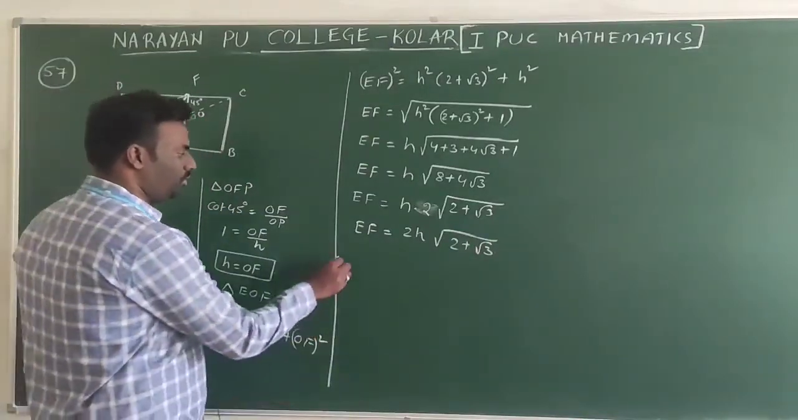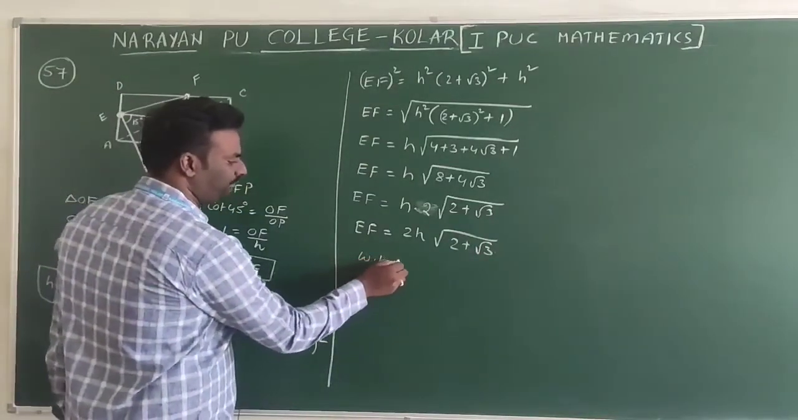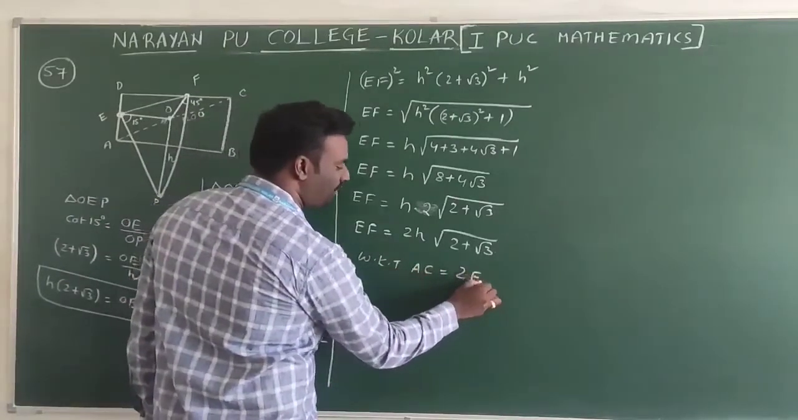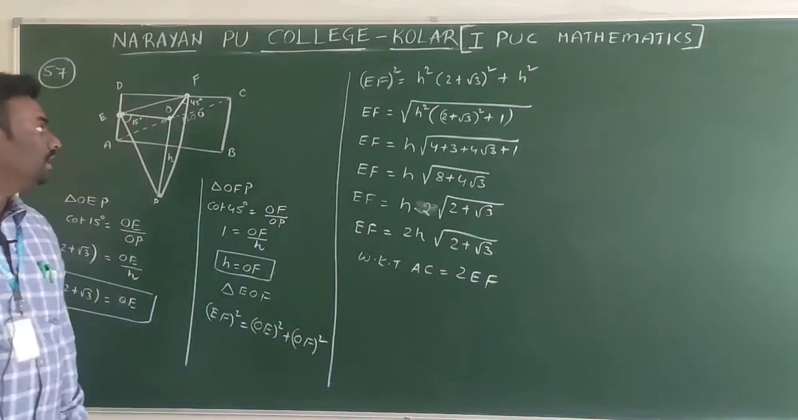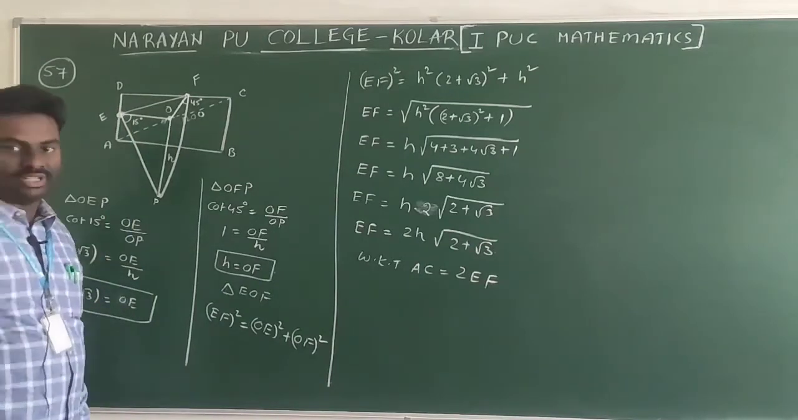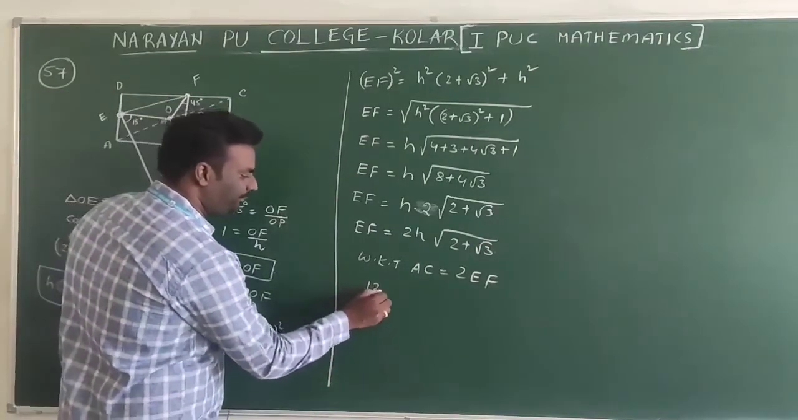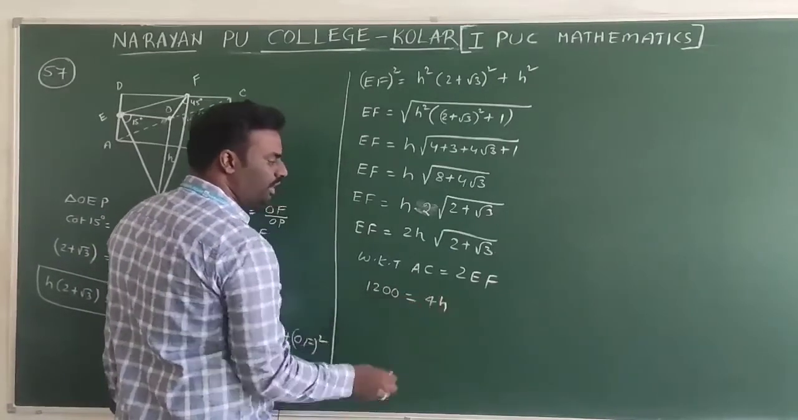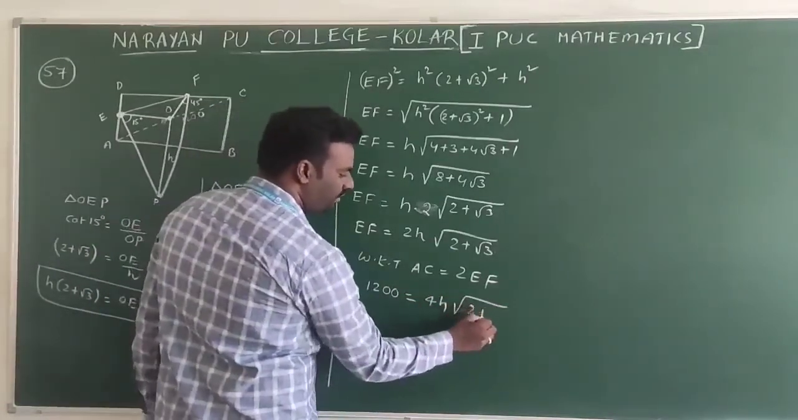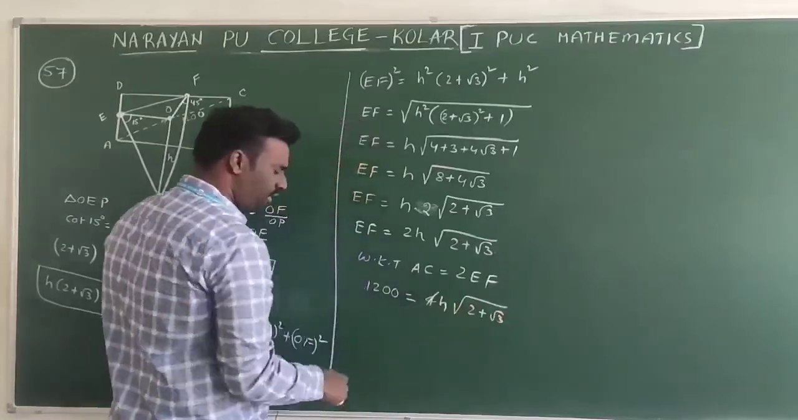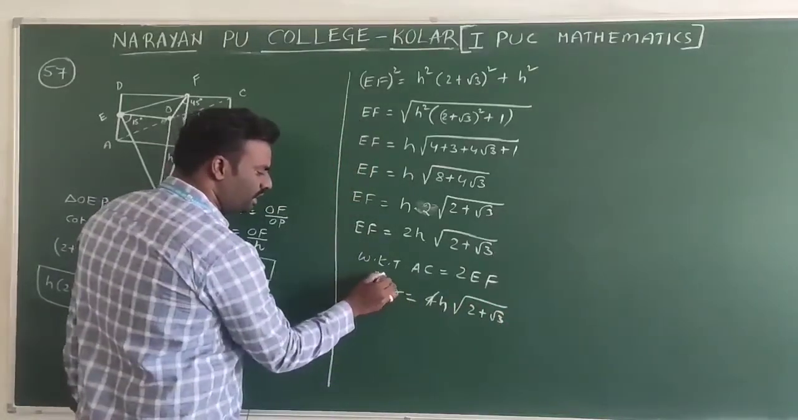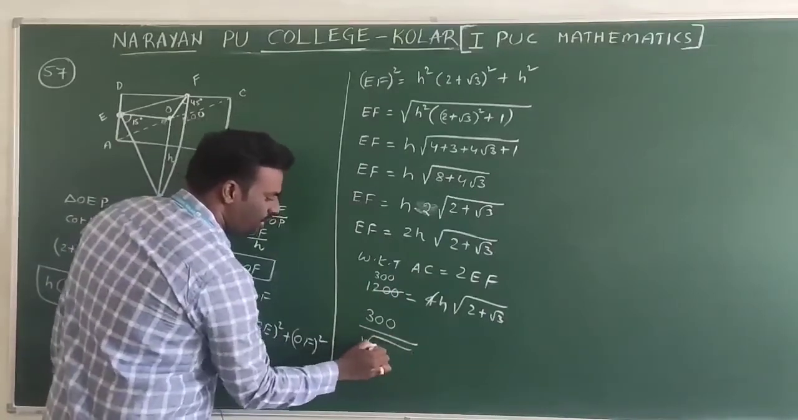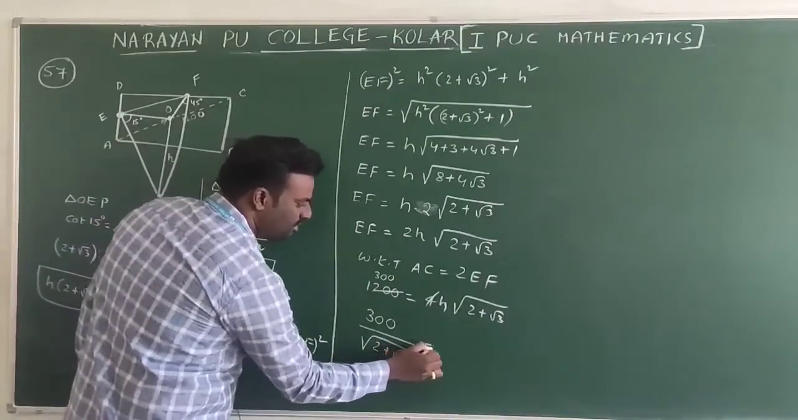But we know that AC is equal to 2 times EF. AC is already given, diagonal 1200. 2 into 2H, 4H into under root of 2 plus root 3. 4 into 300 just. Now 300 by under root of 2 plus root 3 is equal to H.